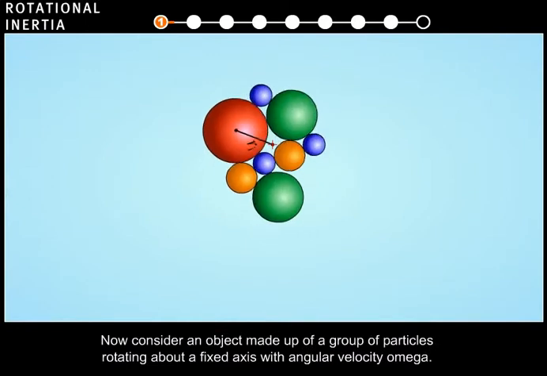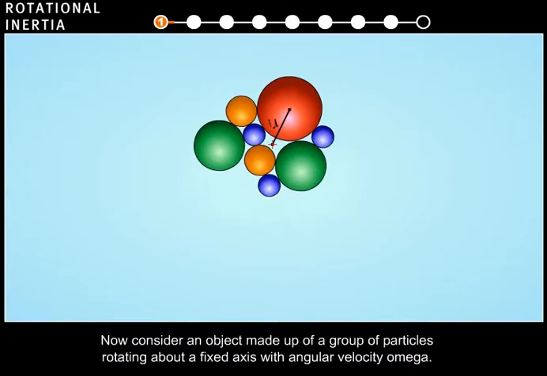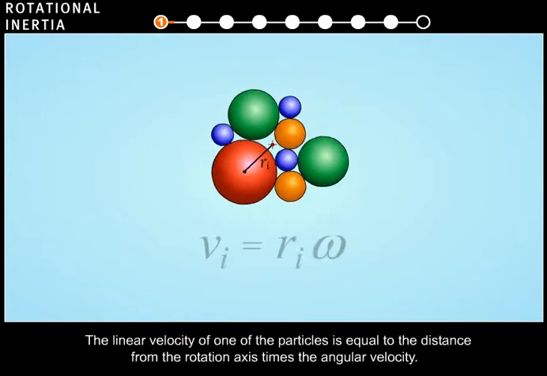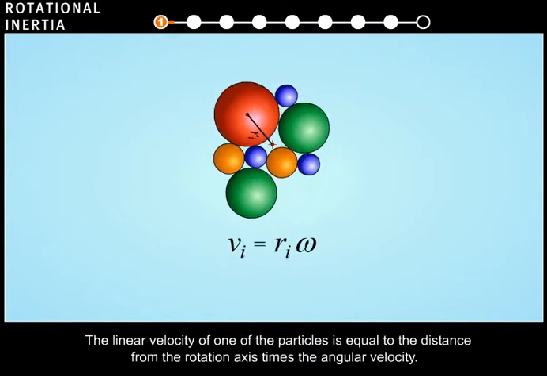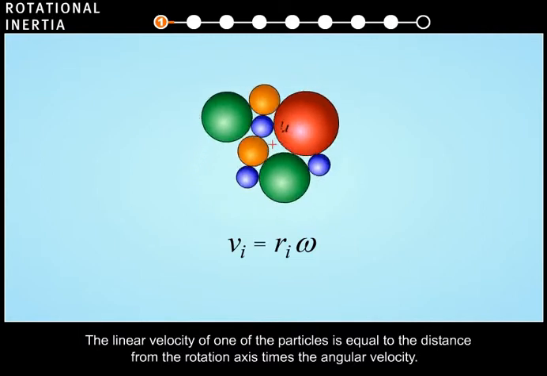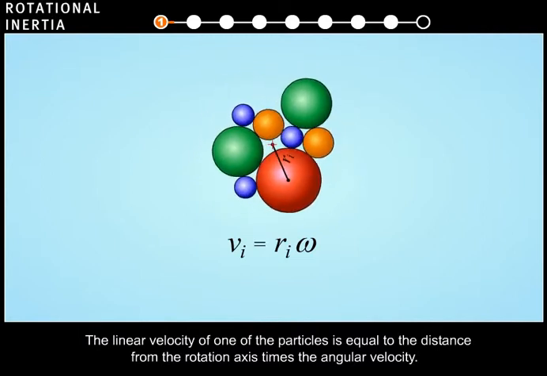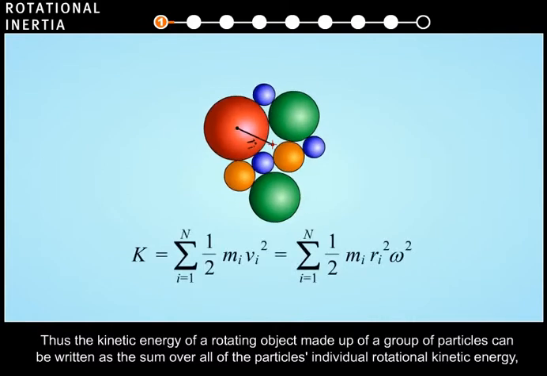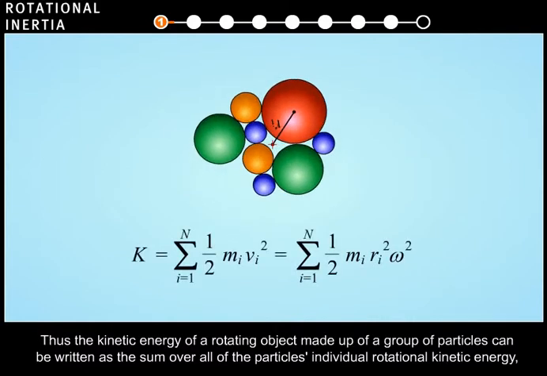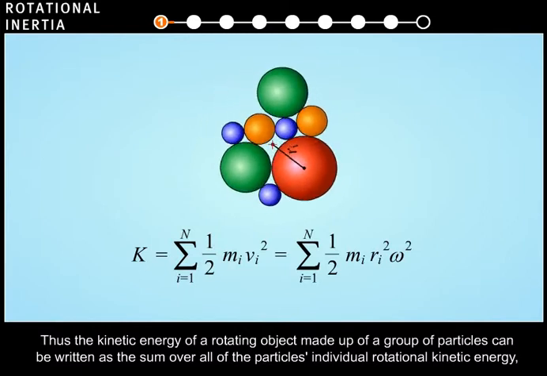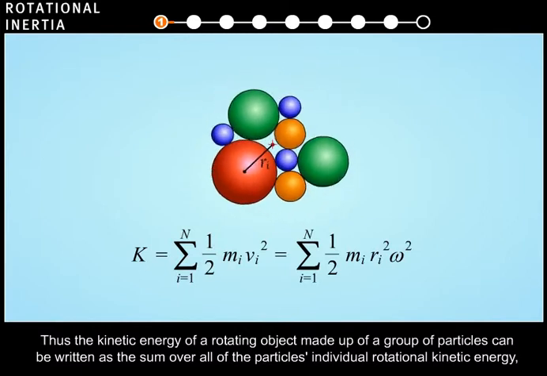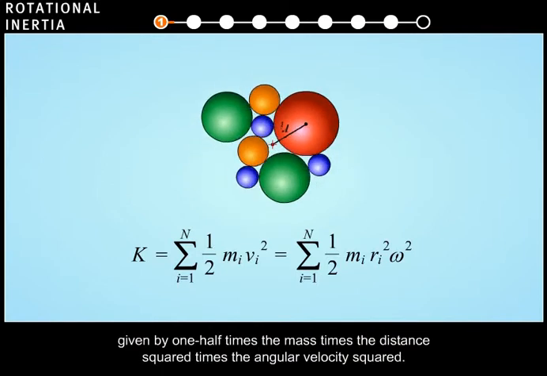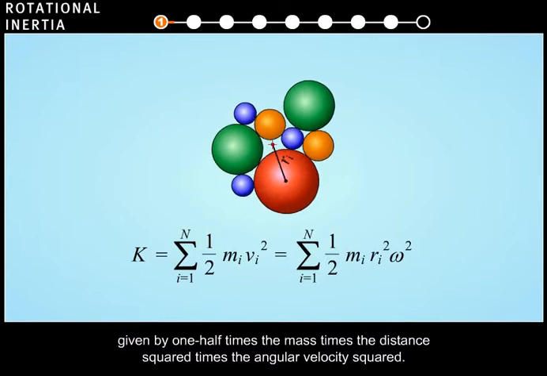Now consider an object made up of a group of particles rotating about a fixed axis with angular velocity omega. The linear velocity of one of the particles is equal to the distance from the rotation axis times the angular velocity. Thus, the kinetic energy of a rotating object made up of a group of particles can be written as the sum over all of the particles' individual rotational kinetic energy, given by 1/2 times the mass times the distance squared times the angular velocity squared.